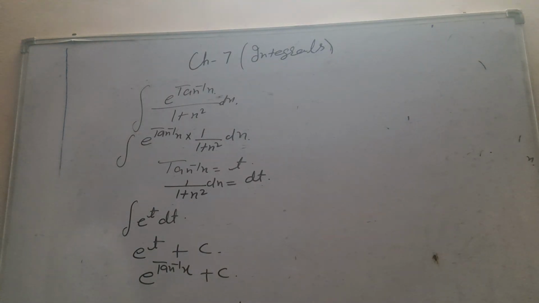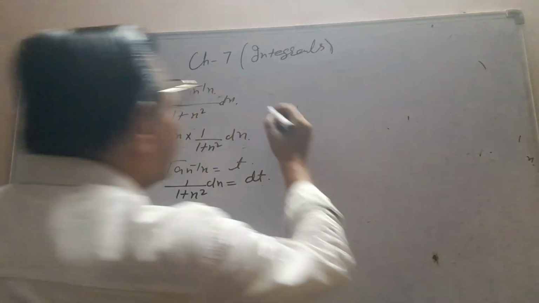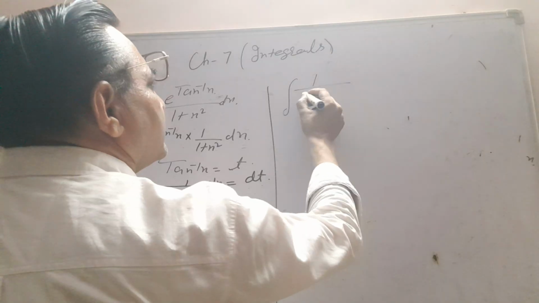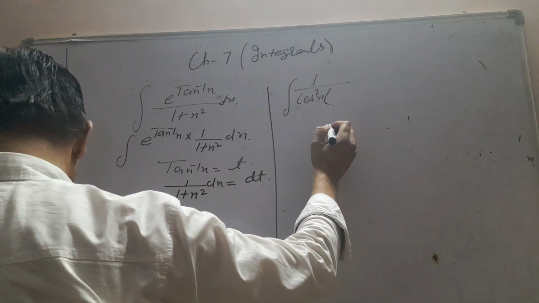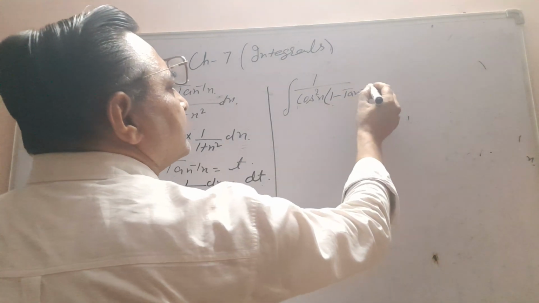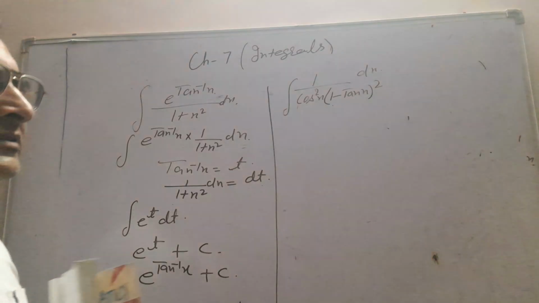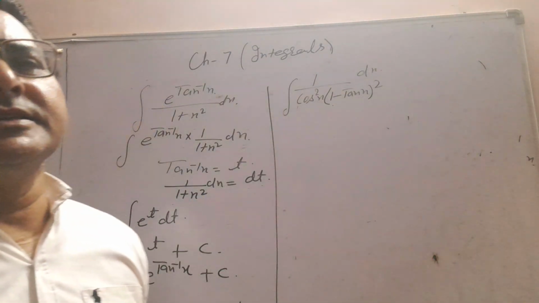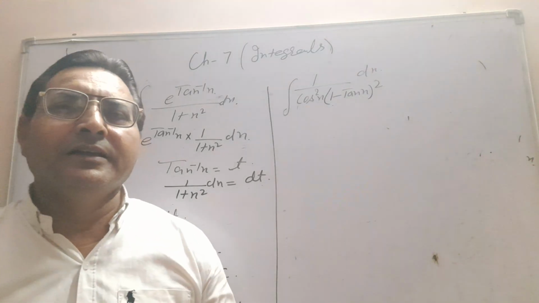Now there is a question: 1 upon cos square x into 1 minus tan x whole square into dx. Now check there. This is the question. How we will solve it?